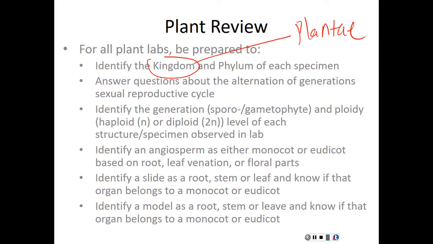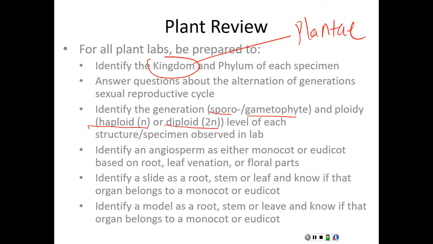You'll also need to answer questions about alternation of generations, which is part of the sexual reproductive cycle. All plants do this, but it looks a little different depending on which group you're looking at. One of the really important things you'll need to be able to do is identify the sporophyte versus the gametophyte generation for every plant phylum, and its ploidy, meaning how many chromosome sets it has. Is it haploid or diploid?